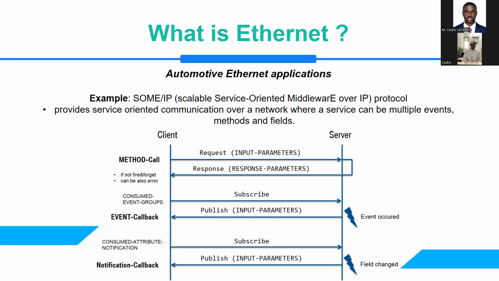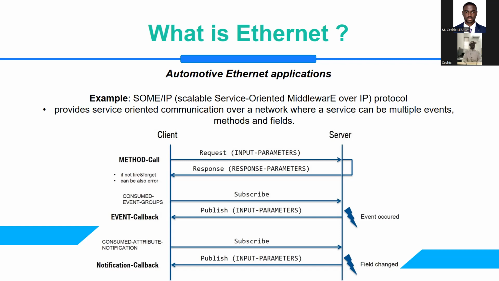So here is how this communication is established. First, we can see the method call, right? So how it works: this client requests this information, and then the server sends a response that contains the information requested by the client, right?